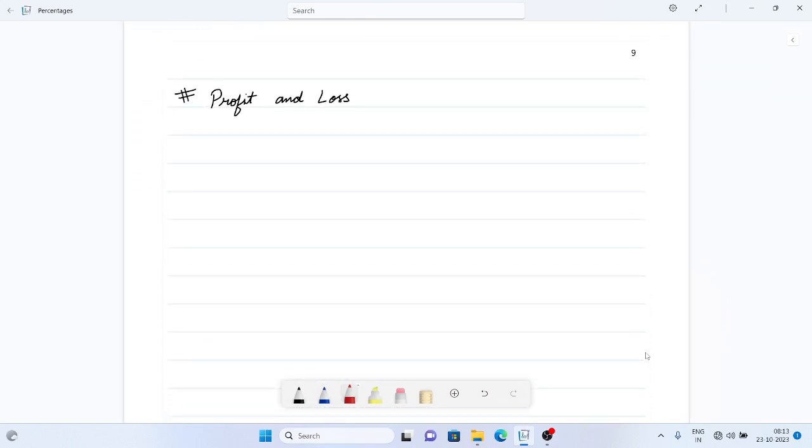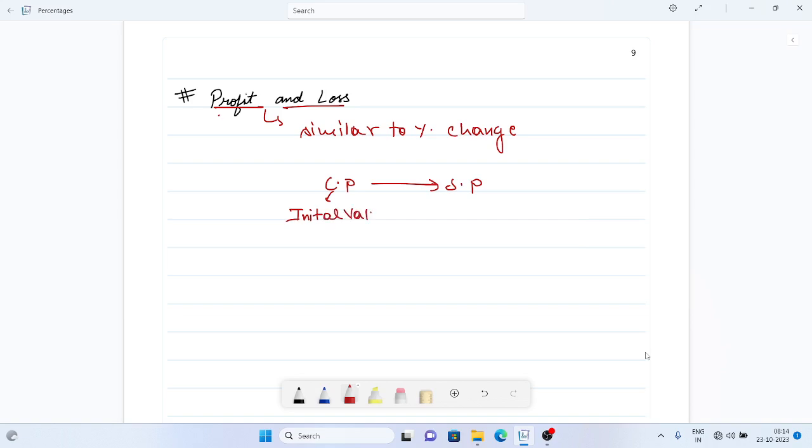Now I come to the last concept, profit or loss. Why do we read profit and loss here? It is similar to percentage change, which we see in percentage increase or decrease. Here the things you have to remember are these notations. CP is the cost price, which is always the initial value. SP is the selling price, which is always the final value.